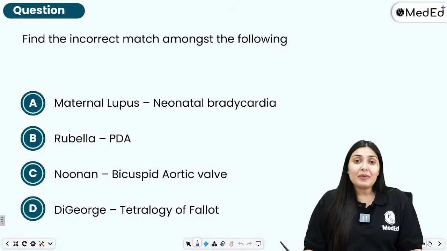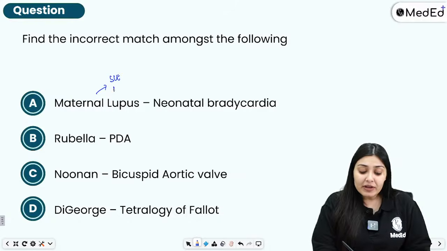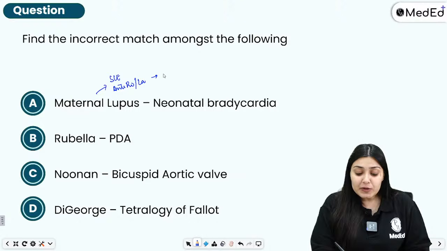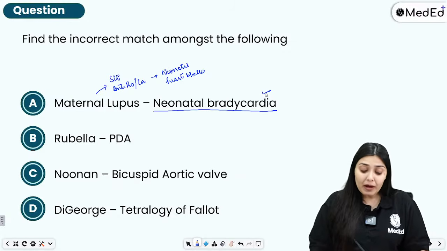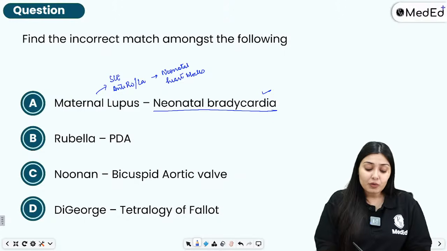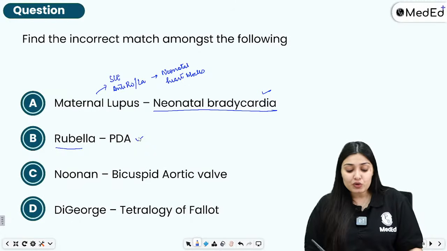Find the incorrect match amongst the following. Maternal lupus, neonatal bradycardia, true. In maternal lupus, SLE, if there are anti-Ro, anti-La antibodies, there are chances this baby can have neonatal heart blocks and neonatal bradycardia. So this is true. Rubella, PDA, congenital rubella syndrome. PDA is a well-known association, true.